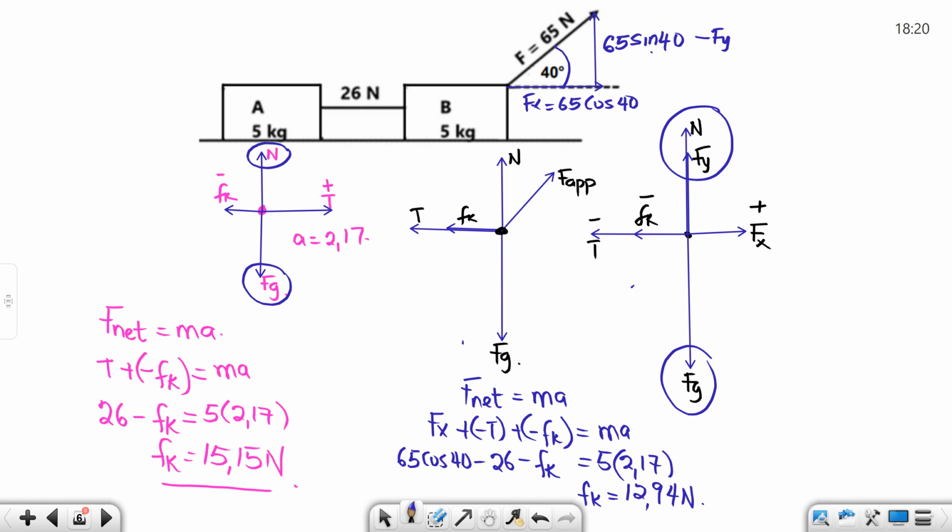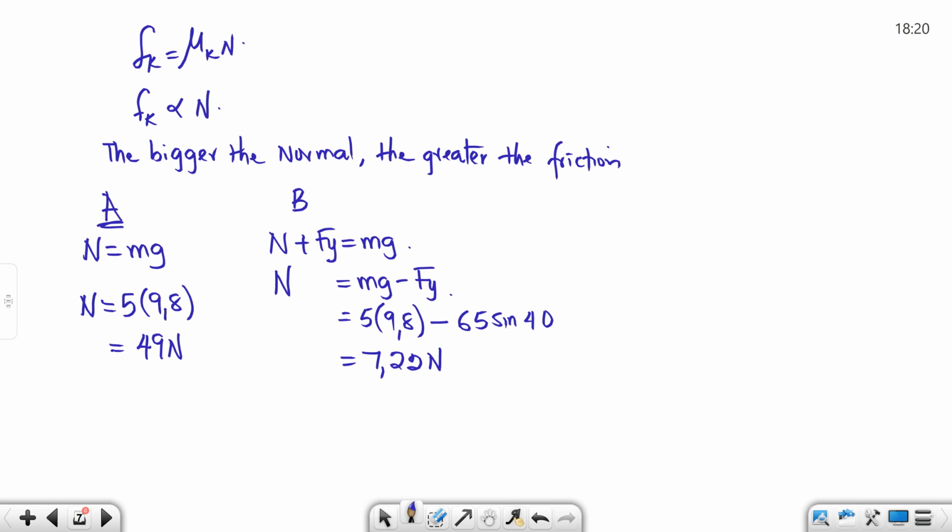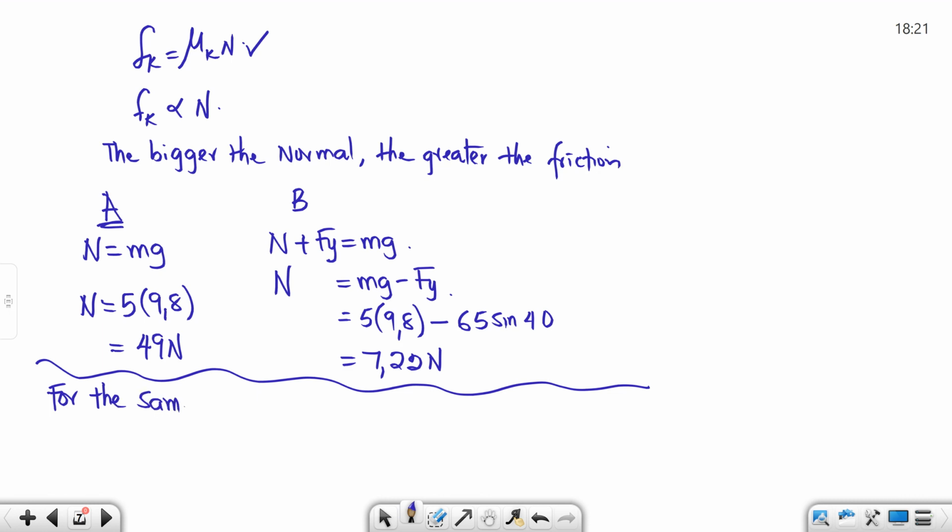15.15 compared to what? 12.94. All right. So if I want to answer this question, I'll start by stating this formula. Let me put my answer here. This is the calculation. What would I say? I'll say for the same coefficient of friction, a greater normal force will have a greater friction.